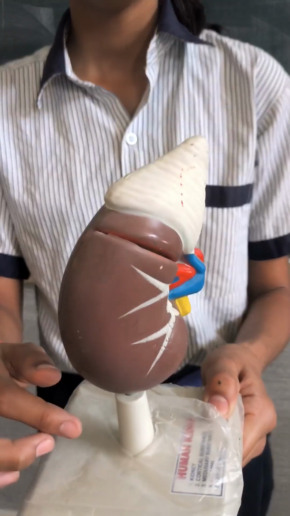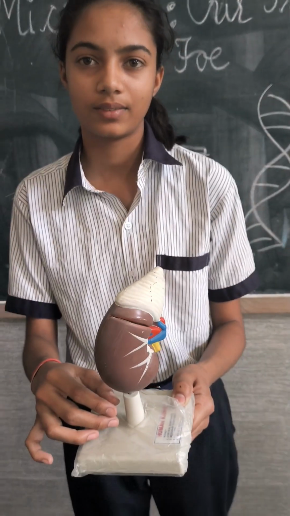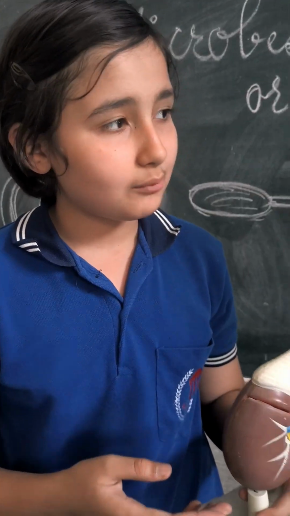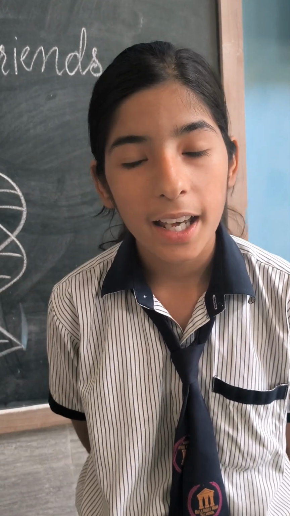Kidney model, which is important for excretion. Do you know what excretion is? Please tell me. This is the human kidney model, and there are 2 kidneys present in the human body. The smallest unit of kidney is the nephron. There are 1 million nephrons in a human kidney.